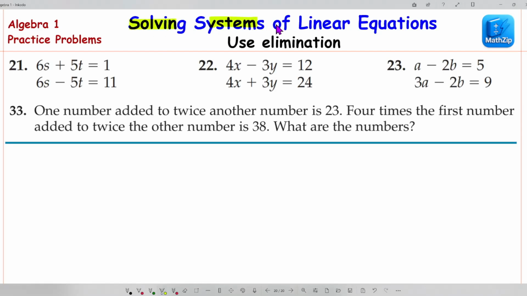Solving systems of linear equations. We are going to solve this format by using the elimination method. Question 21.